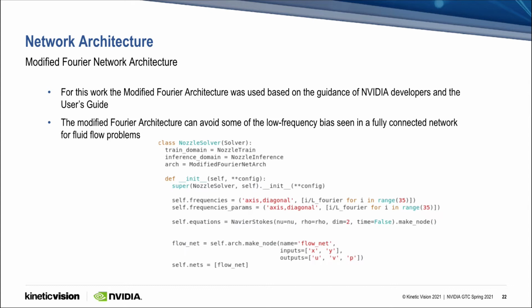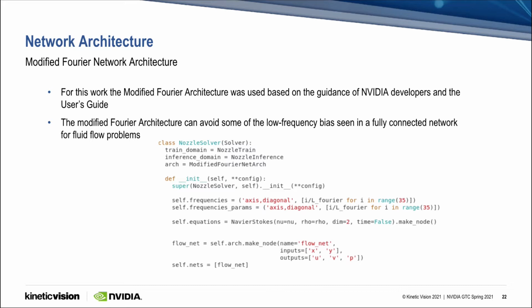The specific network architecture that was chosen for this was based upon both the SimNet user's guide as well as guidance from NVIDIA developers. The modified Fourier architecture was selected for this work and can help avoid some of the low frequency bias seen in fully connected networks, especially for fluid flow problems. The actual snippet of code that we used within the Python setup file for SimNet is shown below.